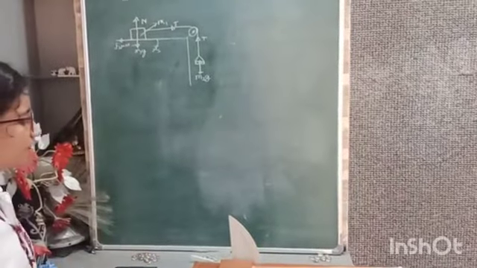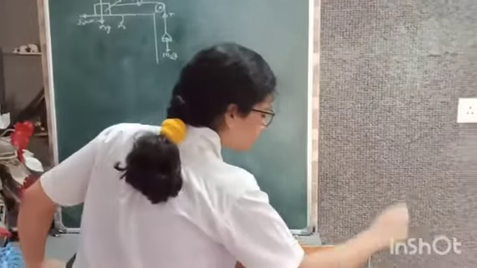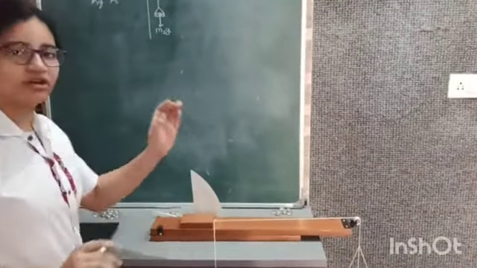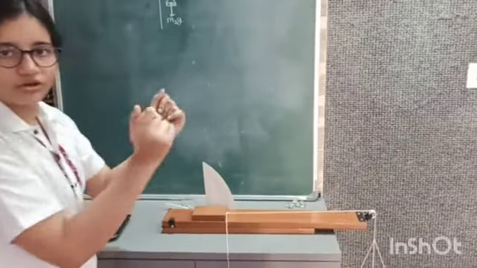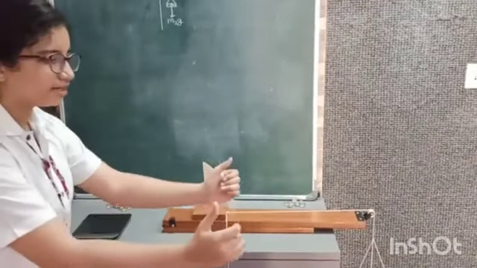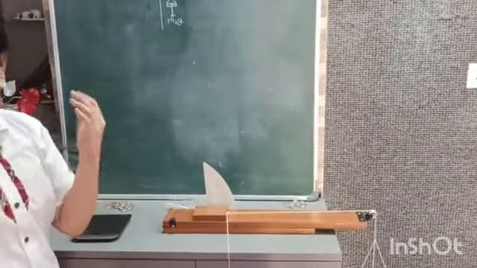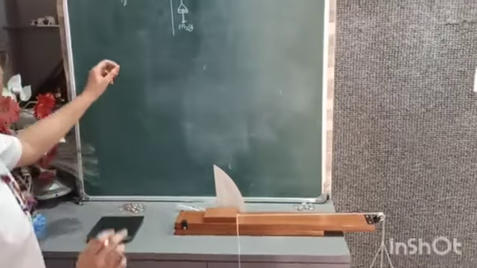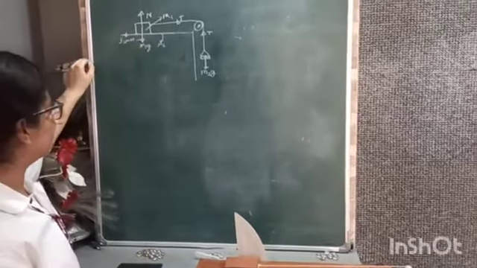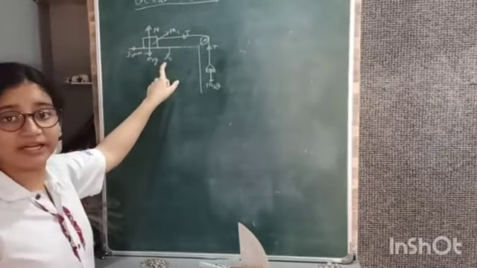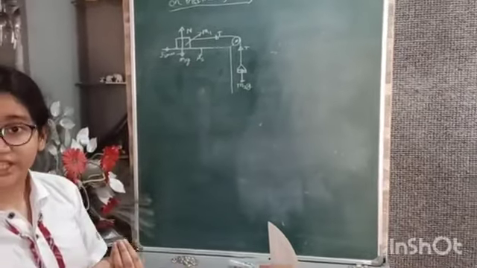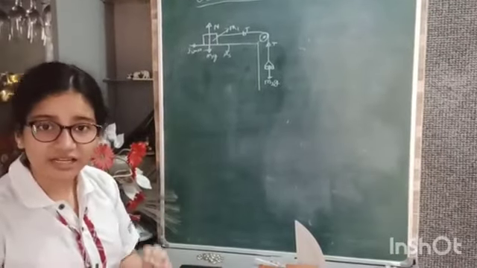Since I will start adding more weight to this system, the tension on the rope will try pulling this whole block in this direction. So the friction force will act in the opposite direction, as it opposes relative motion. Now I will try to find out the value of mu s, but I will have to use a condition where the body just starts moving.